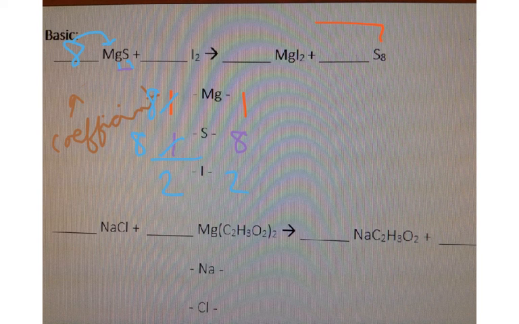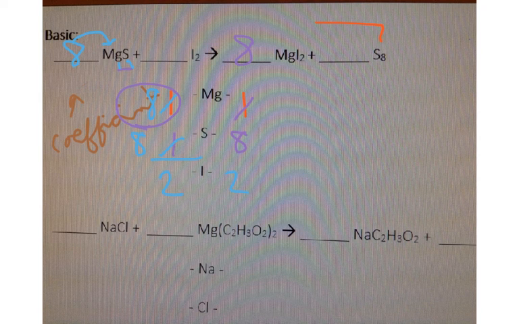Now my S's are balanced, my I's are still balanced, but my problem now is that magnesium is no longer balanced. So what's the common multiple between 8 and 1? Well, that would once again be 8. This side I've already made 8, so I don't need to do anything to that side, but this side I need to multiply by 8. So what I'm going to do is change the coefficient to 8.